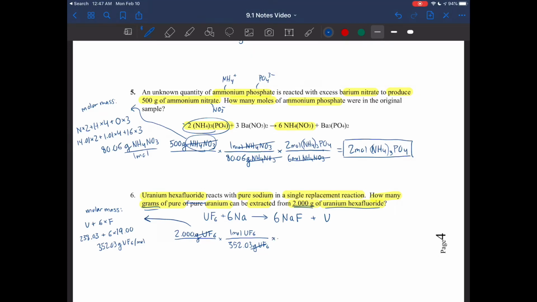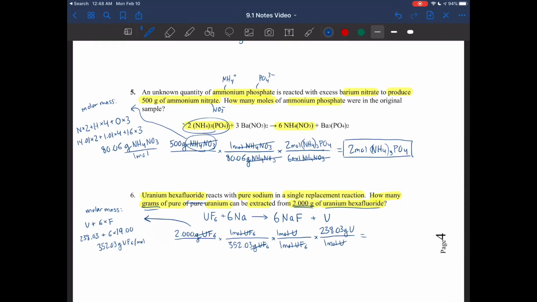But the question's not asking us for just that. We have to get to grams of pure uranium. But before we can do that, let's get to moles of uranium first. It looks like in this equation, it's just a 1-to-1 mole ratio. So we're just writing 1 mole UF6 to 1 mole of U. And then moles of UF6 are canceled out. How do we get from moles of U to grams of U? We've got to figure out the molar mass of uranium, which we figured out already.